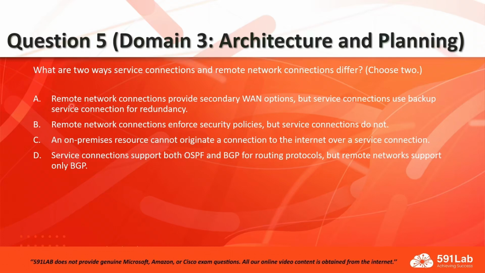A. Remote network connections provide secondary WAN options, but service connections use backup service connections for redundancy. Or B. Remote network connections enforce security policy, but service connections do not. Or C. An on-premise resource cannot originate a connection to the internet over service connections. Or D. Service connections support both OSPF and BGP for routing protocols, but remote networks support only BGP.